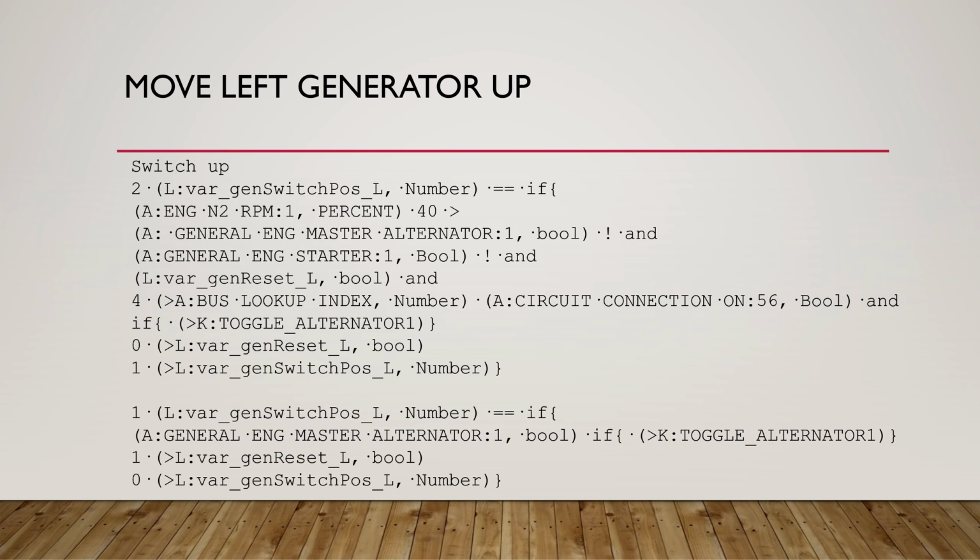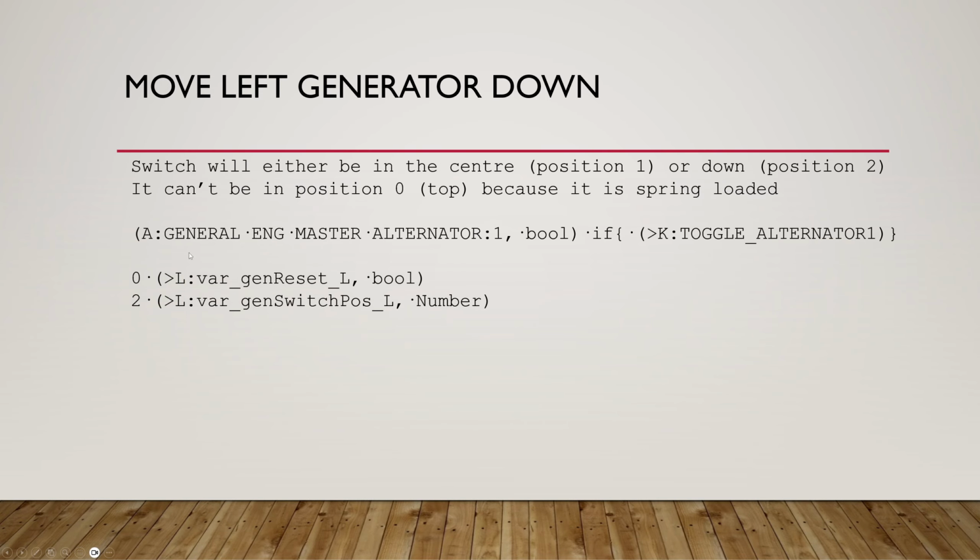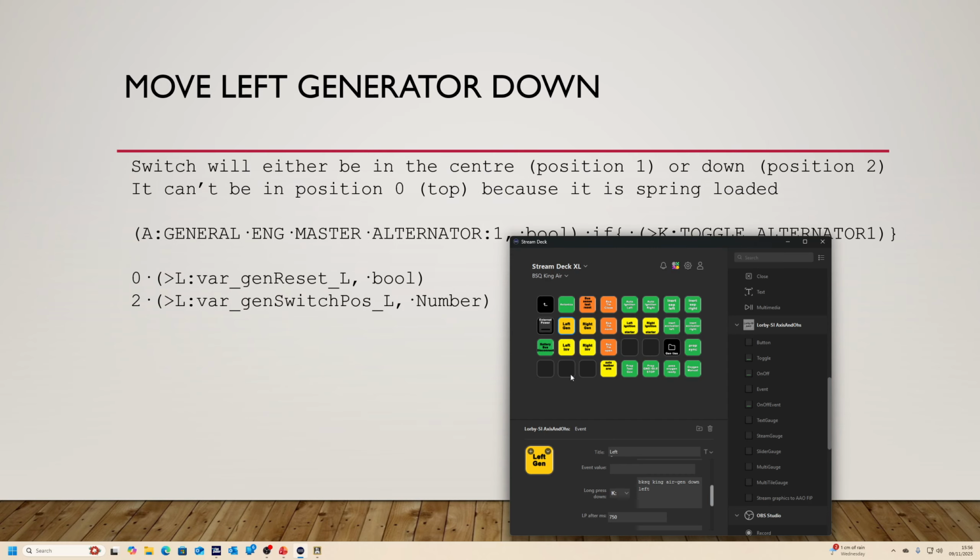For the long press, the generator down is much simpler. It can only be in the center position, so it hasn't got to make any decision. It's just going to check that the alternator's on. If it is, turn it off, and then make sure the reset is switched off and put it into position 2. So that's all that happens on the down press. So that's all on that button there.